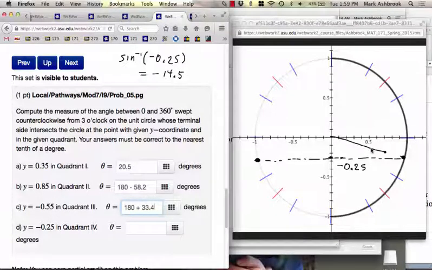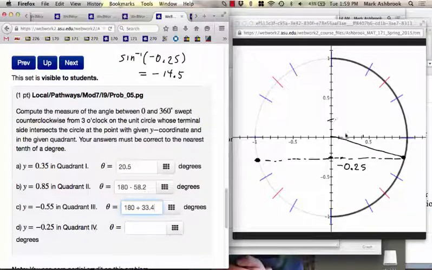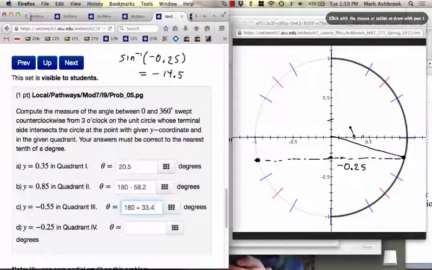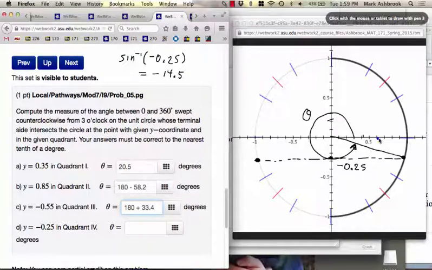So, fourth quadrant, it's going to be this. This angle right there. And what is the negative 14.5 angle in this situation? It's the angle in between the 3 o'clock position and then the line you drew. Rotating which way? Clockwise. This one.